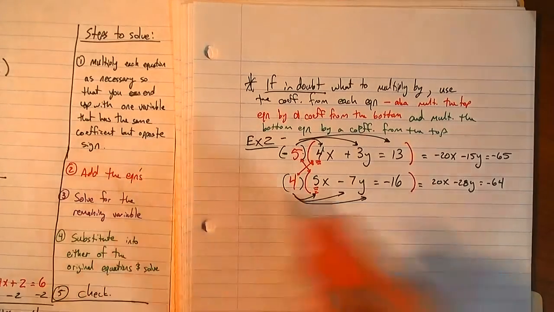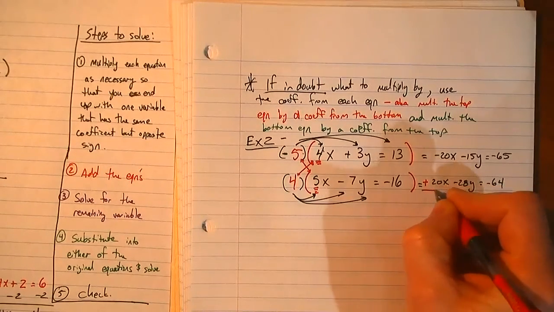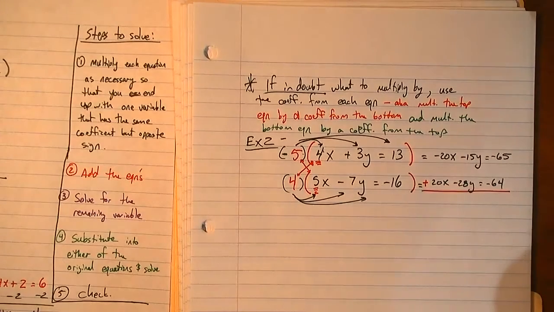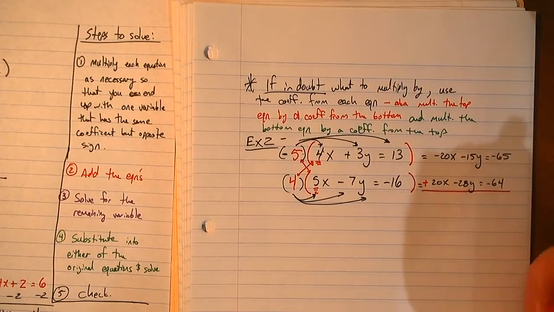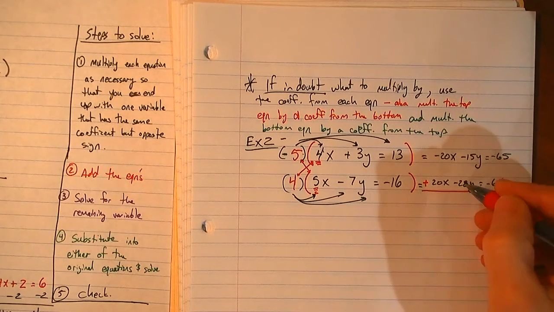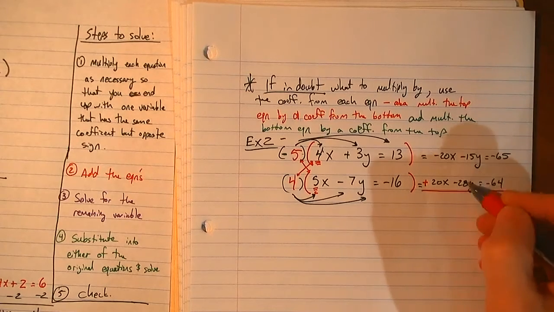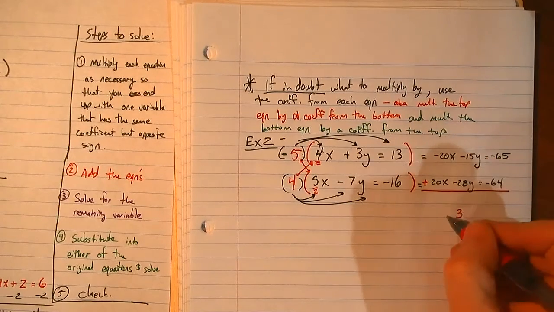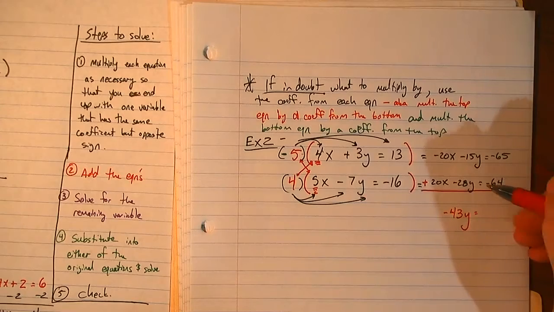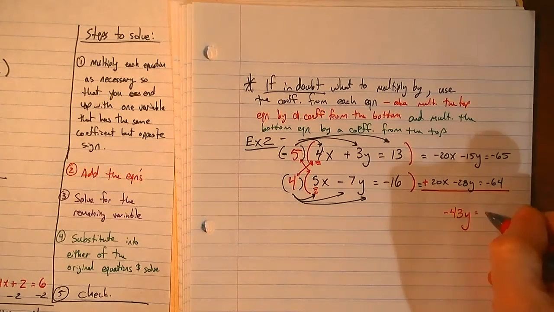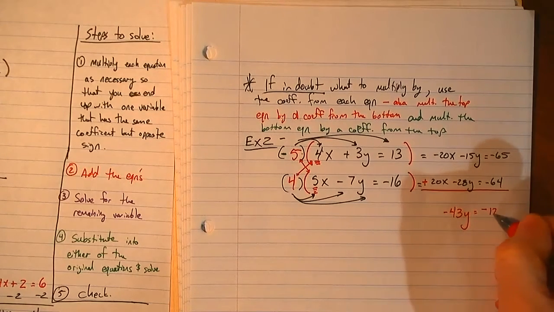I'm going to add the 2 equations together. If I've done step 1 correctly, when I add the 2 equations together, something should cancel out. And sure enough, the x's cancel out. -20x plus +20x, they cancel. -15y plus a -28y, when I add those together, let's see, 5 and 8 gives me 13. Carry the 1, -43y. And then over here, a -65 and a -64, when I add those, I'm going to get a -129.